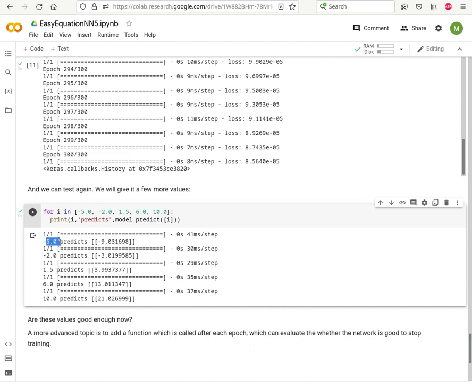Minus 5 times 2 plus 1 should be minus 9. Here we have minus 9.03. Minus 2 times 2 plus 1 should be minus 3. All right, we're a lot better now. 1.5 should be 4. We have 3.99 something. All right, 10 times 2 plus 1 should be 21. We have 21.0 a little bit. So this is pretty good.